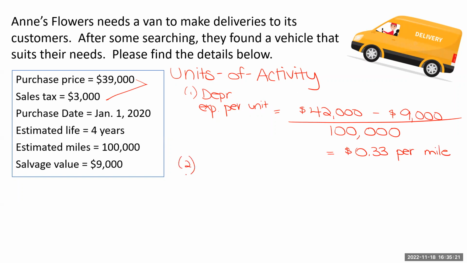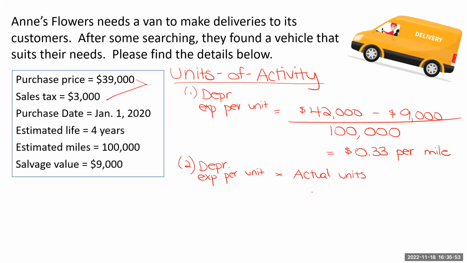Okay. The second step, we said, is to take your depreciation expense per unit, multiply it by your actual units. Okay, so they have to give us some additional information here. We need to know how many miles did they drive in 2020. Okay, that's on the next slide for me. It's on the handout for you. Okay, so for 2020, it was 35,000 miles.